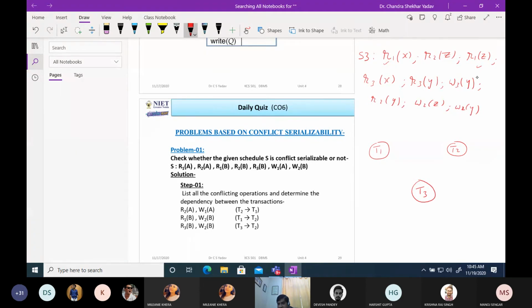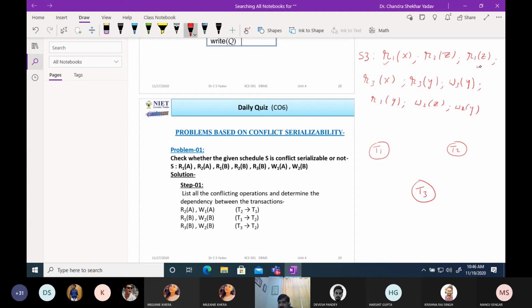Then we will see this with all the instructions. For this, no conflict. For this, no conflict. For this, no conflict. Again for this, no conflict. But for this, within the transaction, no conflict. Why? T2 is performing read operations and T2 is performing write operations. So within the transaction, no conflict. And for this, no conflict.